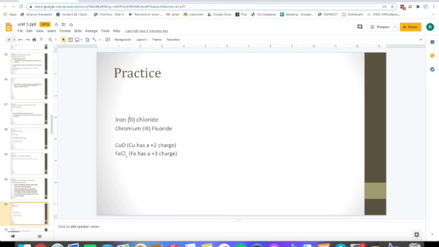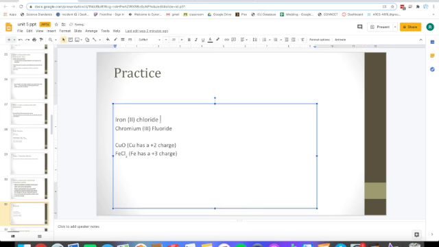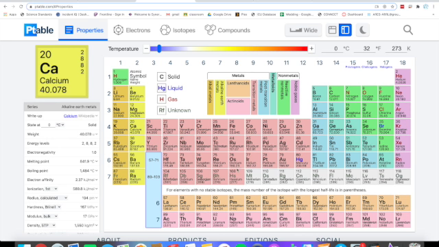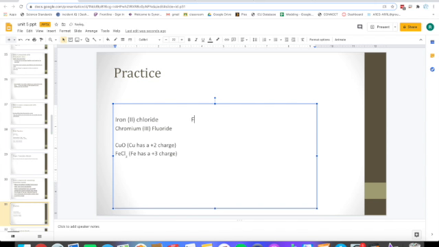So practice. Iron 2 chloride. This is the Roman numeral for 2. If you are given this, whatever the Roman numeral is, that's the charge for your transition metal. So iron, if we look at the periodic table, is a transition metal. It's here in the middle, and the symbol is Fe. So we'll put Fe. It's going to have a +2 charge because of the Roman numeral right there. So +2.